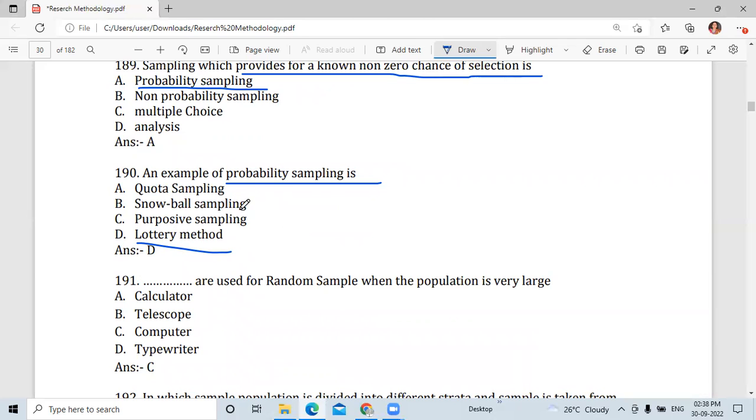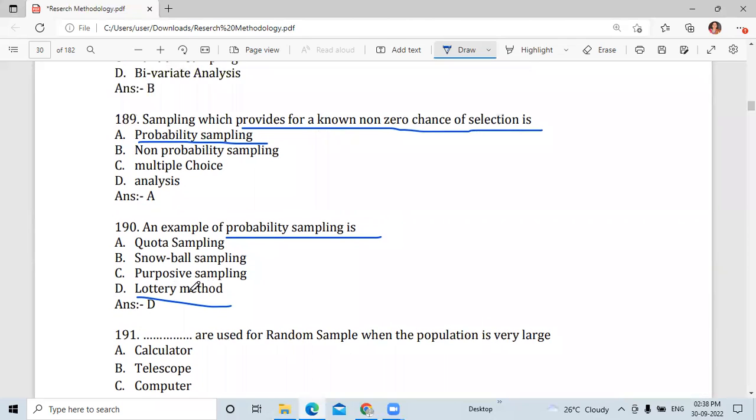Lottery method, an example for probability sampling. Remember that with a lottery we can take, but we cannot choose. We don't have a chance of selection, so there is a non-zero chance of selection. So an example of probability sampling is the lottery method.